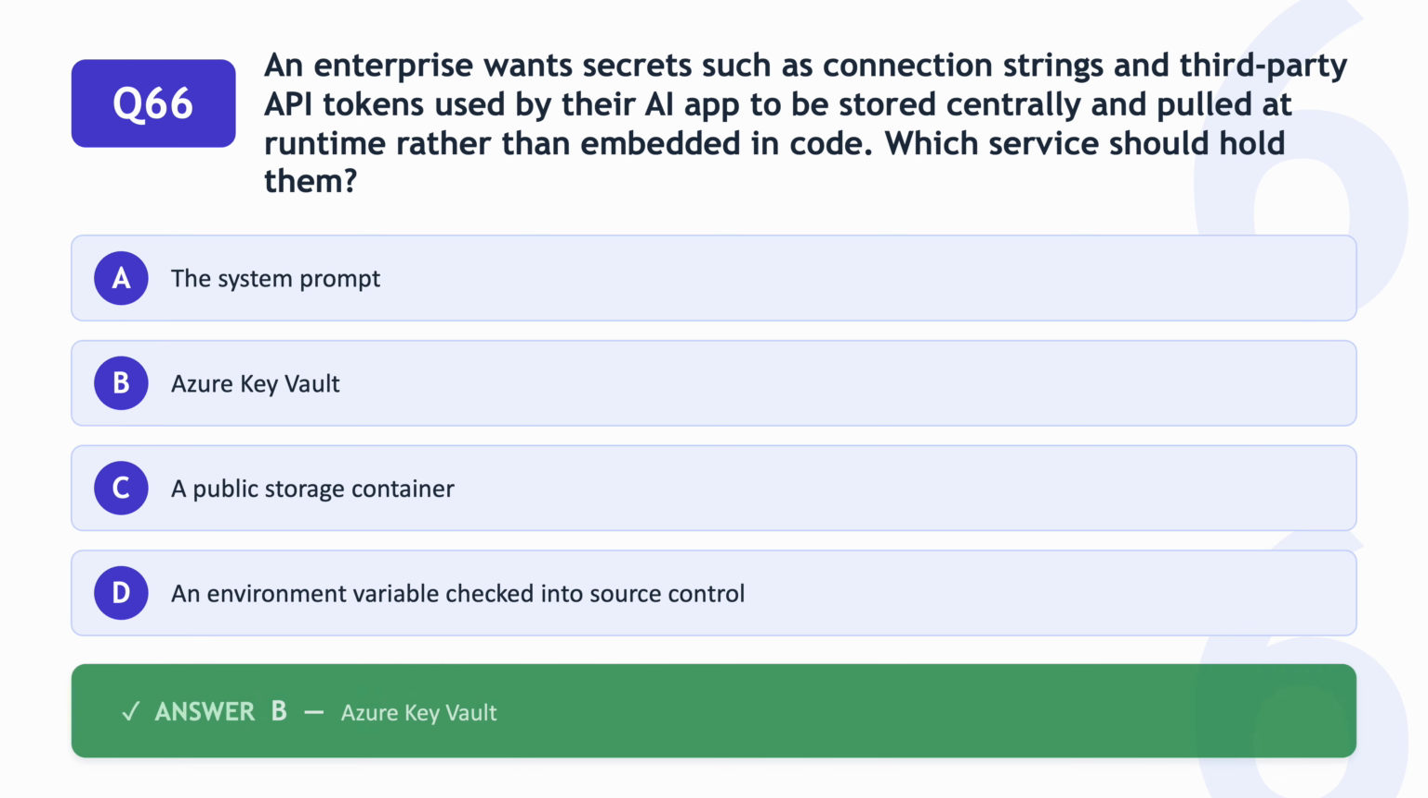Correct answer, B. Azure Key Vault. Why B is correct? The requirements are: store secrets centrally, connection strings, third-party API tokens, retrieve secrets at runtime, avoid embedding secrets in code. Azure Key Vault is specifically designed for secure storage and management of secrets, API keys, connection strings, certificates, and encryption keys.